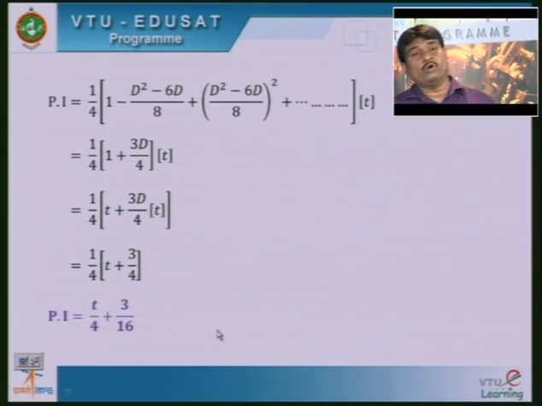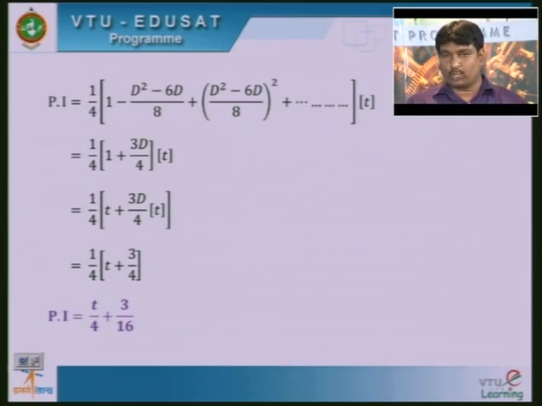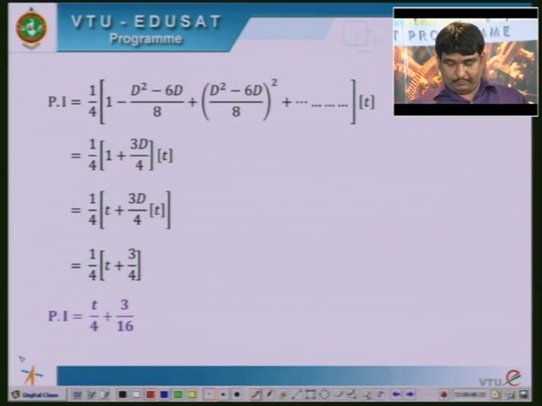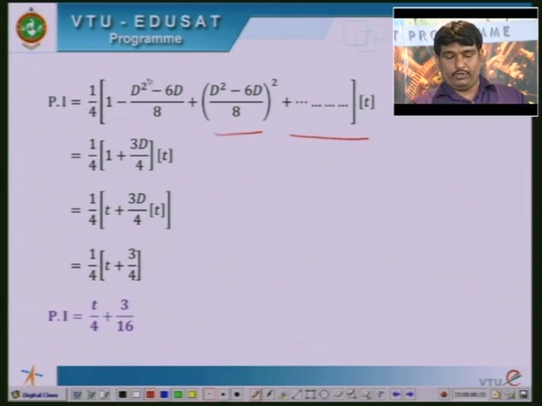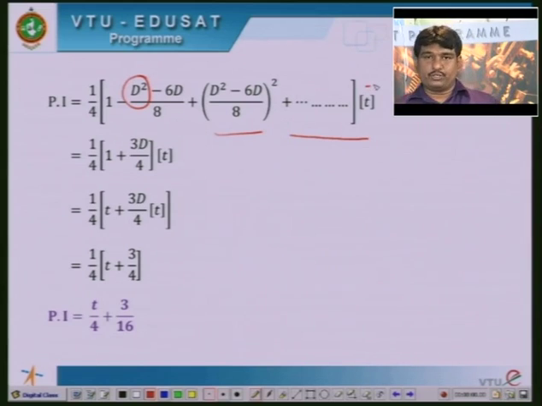You can see the same thing here, 1 by 4, D square minus 6D by 8, which is like x, 1 minus x plus x square, D square minus 6D by 8 the whole square plus dot dot dot operated on t. So we get 1 by 4 into 1 plus 3D by 4 into t. Why this? Listen, D square minus 6D by 8 plus D square minus 6D by 8 the whole square and so on. So it's an infinite series. When you operate D square on t, it becomes 0. Second order derivative of t is 0. So I have ignored that term.